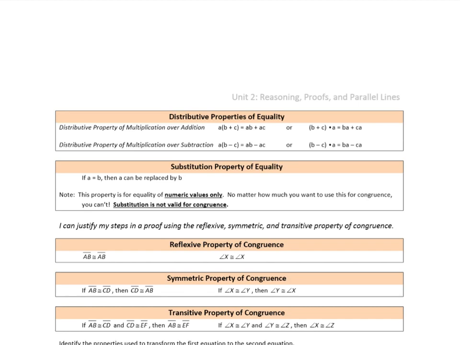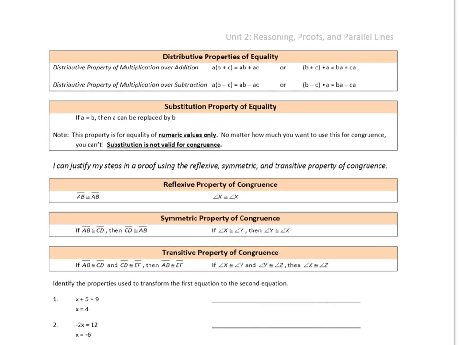Then we've got on the next page the distributive properties of equality. You can have these over two ways. You can have it over addition and over subtraction. Basically it just says that you can distribute into a parenthesis. And notice my A can be at the front or at the back of what's going on here. We've got substitution property of equality, which basically just says that if A equals B, then A can be replaced by B.